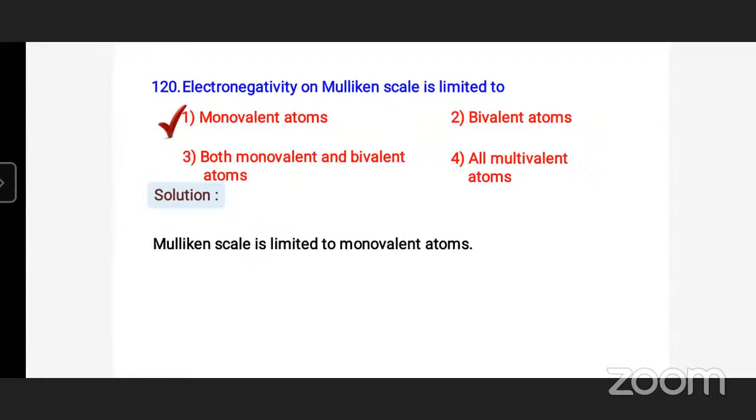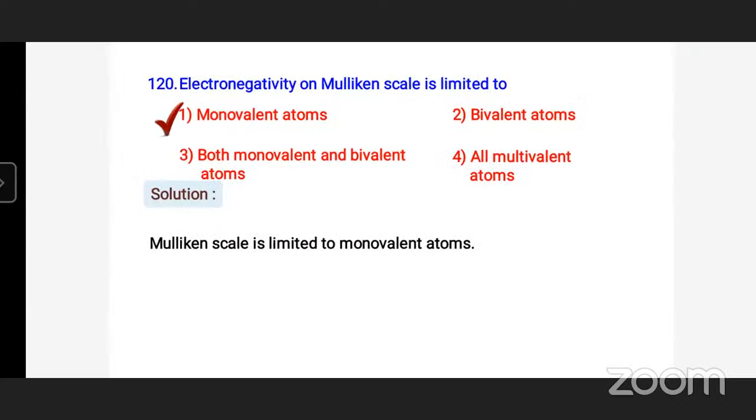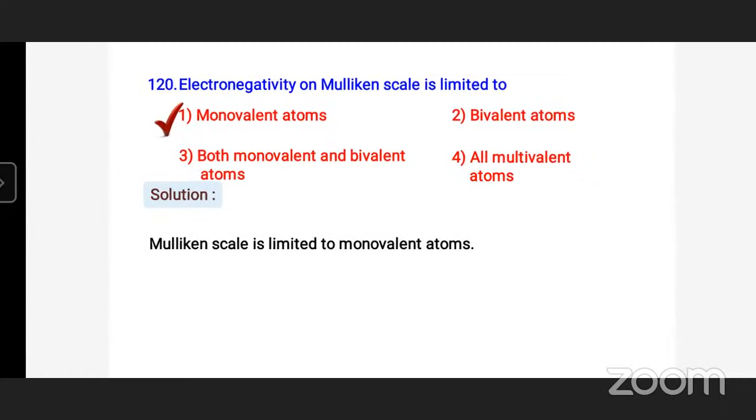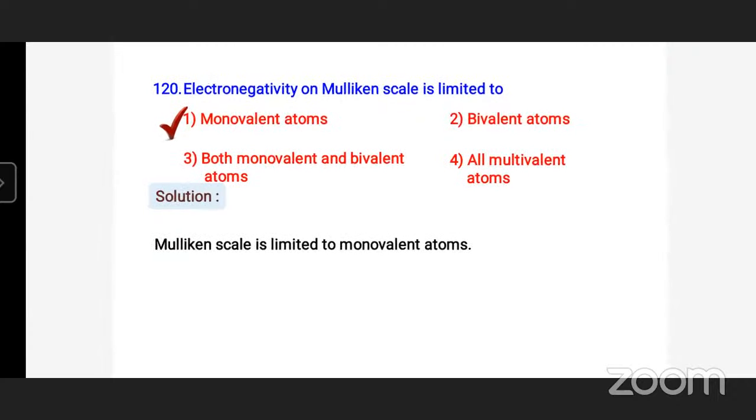Electronegativity on the Mulliken scale is limited to, already discussed, the Mulliken scale is applied to monovalent atoms but does not cover multivalent atoms. So here, first one monovalent atom, second one bivalent atom, third one both monovalent and bivalent atoms, fourth one all multivalent atoms. So the Mulliken scale is applied to monovalent atoms and does not cover multivalent atoms. Okay, right. Next question, student.